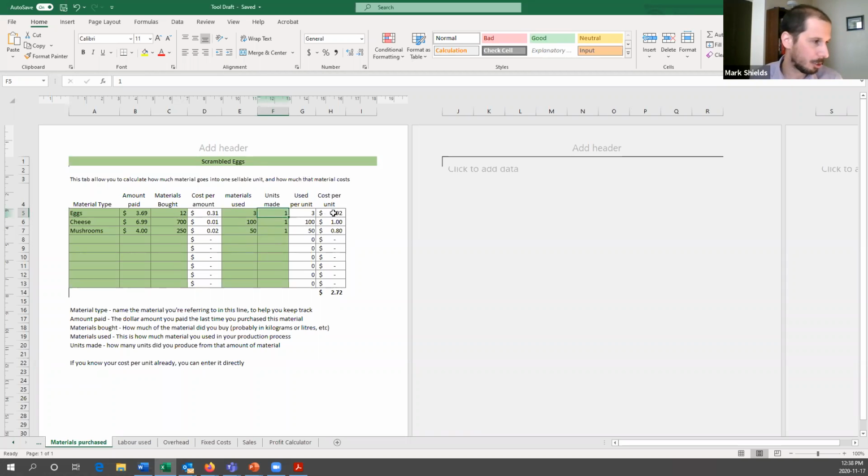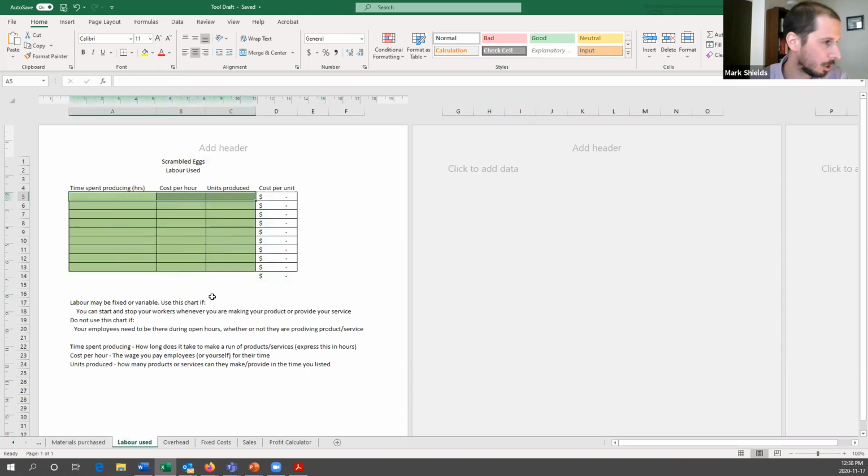So we can now determine that based on the numbers we've inputted, it's costing us 92 cents for our eggs, $1 for our cheese, and 80 cents for our mushrooms, for a total of $2.72 going into this product. But that's just our first step.